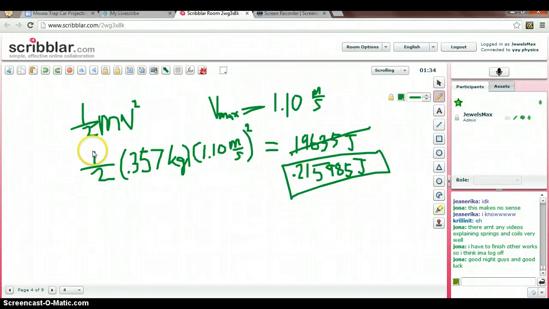So I multiplied 1/2 times 0.357 kilograms times 1.1 meters per second squared, and I got 0.215985 joules, and that is the kinetic energy of the car when it is at its maximum velocity. So when it's moving the fastest.